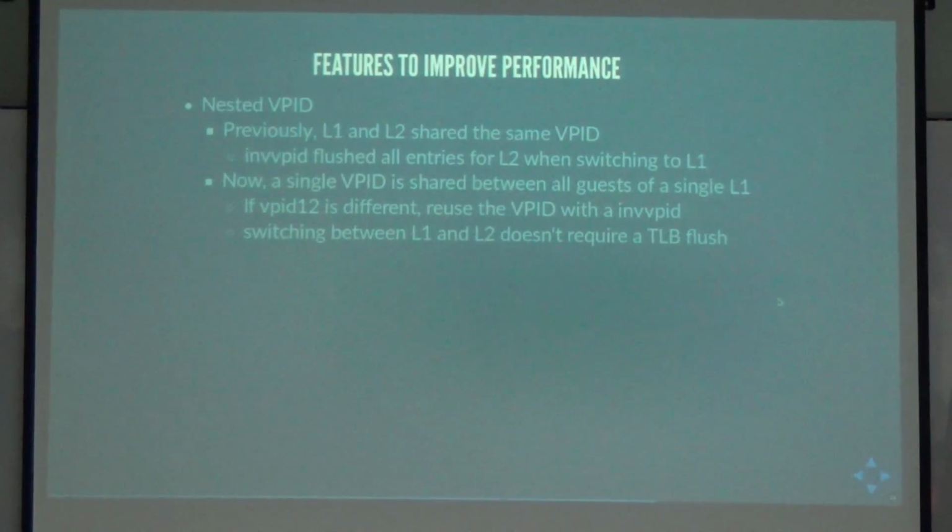And then nested virtual processor identifier is something. VPID is something that the processor uses to tag guest address spaces, and this is also something that you could use to improve performance for nested virtualization. Previously, we did not advertise VPID for the level 1 hypervisor. Instead, we used to share a single VPID identifier between L1 and L2. And if you invalidated this specific tag, then all the address spaces were kind of invalidated.